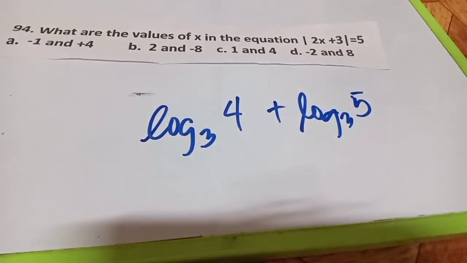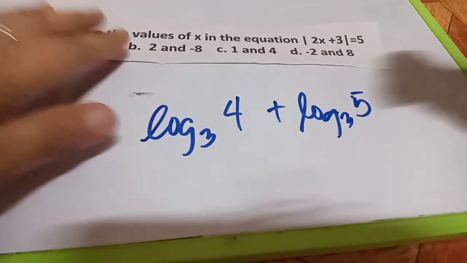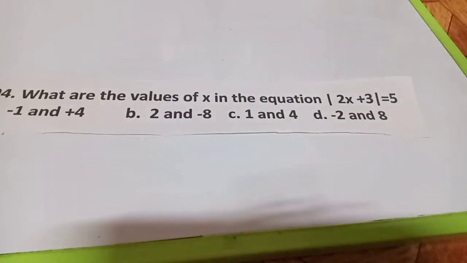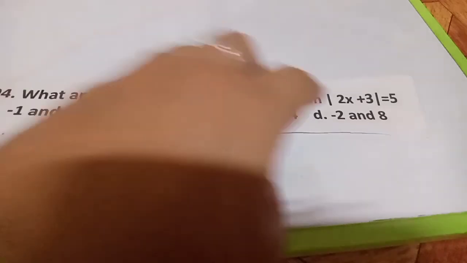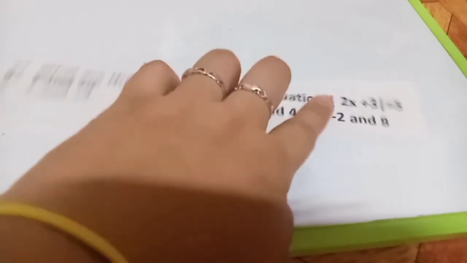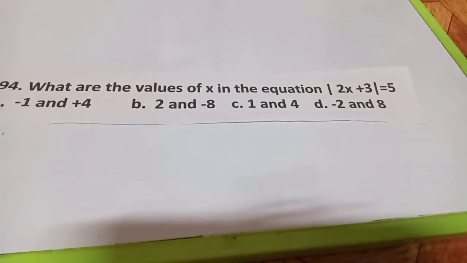Before we stop, let's have 94. So, let's proceed. What are the values of x in the equation absolute value of 2x plus 3? This is absolute value, guys. So, it can be negative 1.